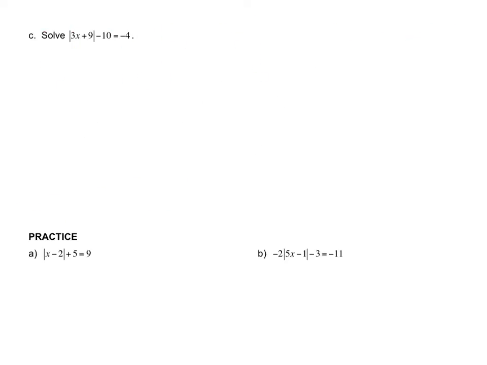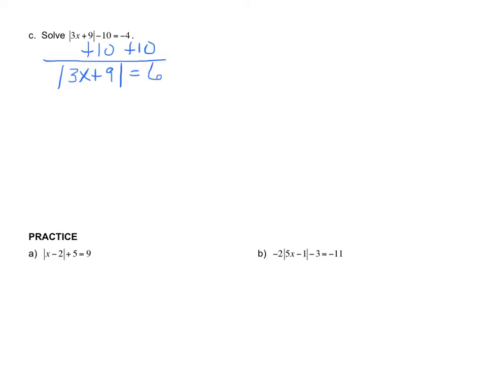So here we have another example. This one's got a little more work now. So we have the absolute value of 3x plus 9, but then on the outside we have a minus 10. So my very first step is that I need to isolate this absolute value expression. So the 10, or anything that's on the outside, has got to move first. So I'm going to add 10 to both sides. That's going to get me to this 3x plus 9 and the absolute value signs by itself.